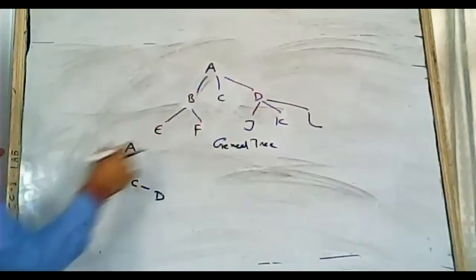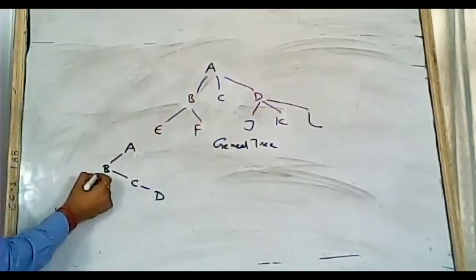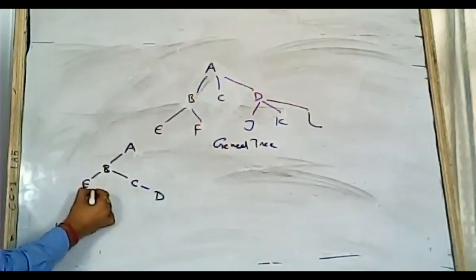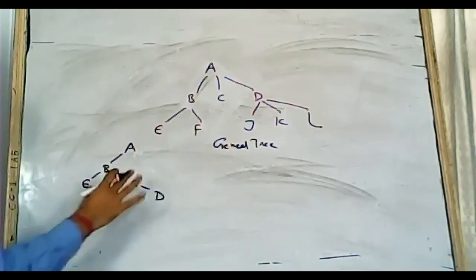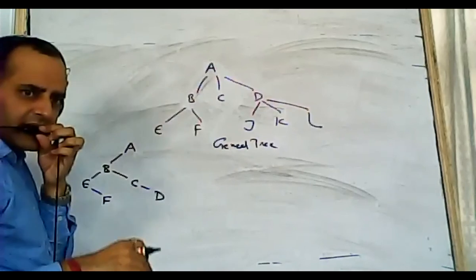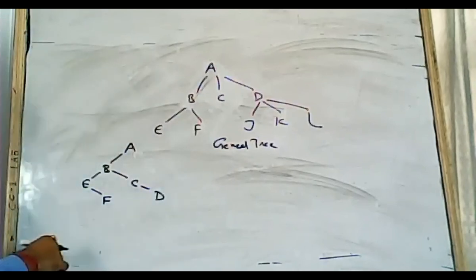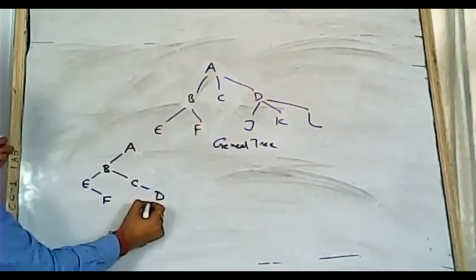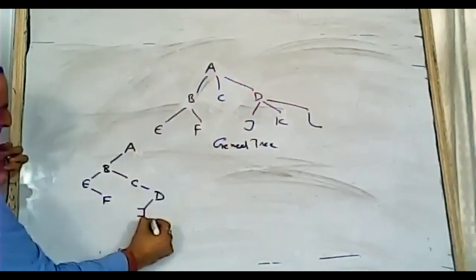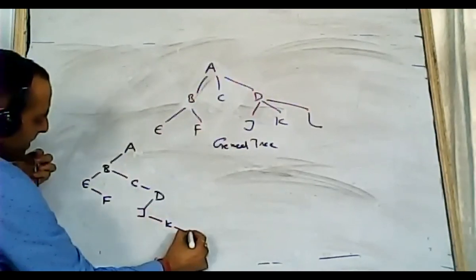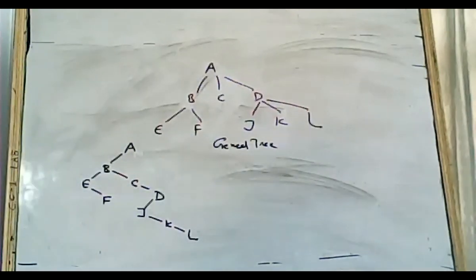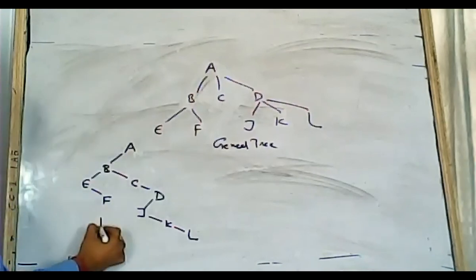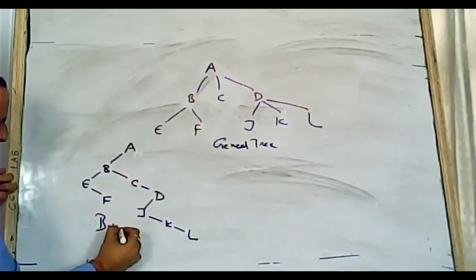Now B has how many children? 2. First child on the left and the rest of the children on the right. C has no child. D has how many children? 3: J, K, and L. First child on left and the rest of the children on right. So check the binary tree. No node has more than 2 children. So this is the binary tree for that general tree.